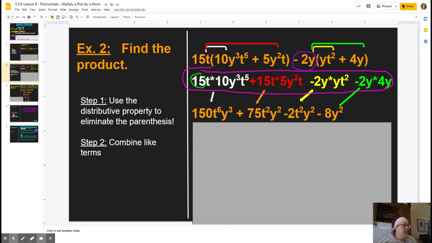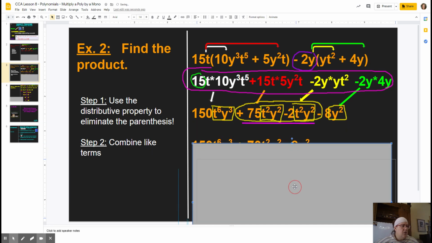Then from here, you look down the line and you say, okay, what else can I do? Is there anything else that's considered a like term? Again, in order to consider like terms, you need to take a look at the variables. Here's t to the sixth, y to the third. I've got t squared, y squared. I've got t squared, y squared. And I've got y squared. Oh, look at that. These guys are exactly the same. They both have the same variables and exponents, the t squared and the y squared. So I'm going to simplify that. And 75 minus 2 is 73.